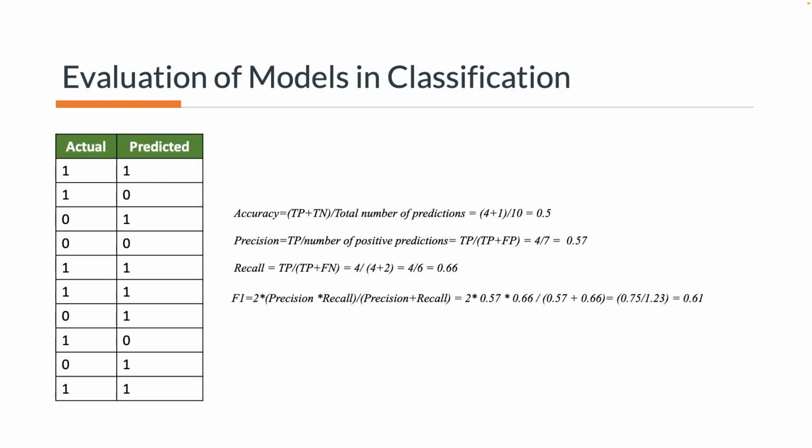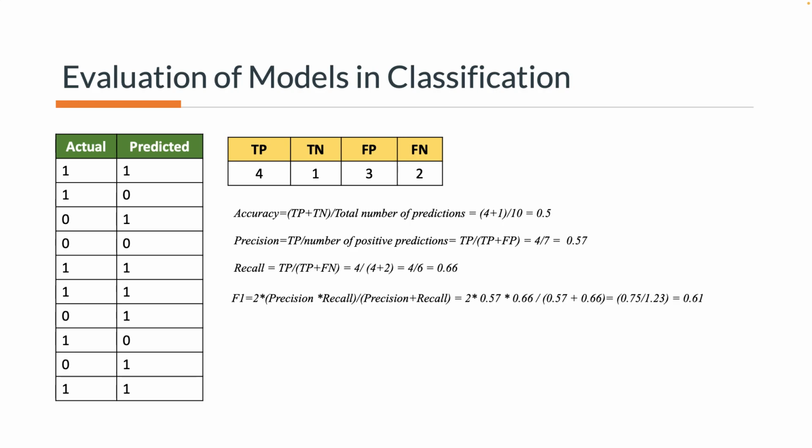Let's see these in an example. So we have 10 data points. We have given these data points to a machine learning model and it has generated 10 predictions. You see the actual values in the left side column and the predicted values in the right side column.